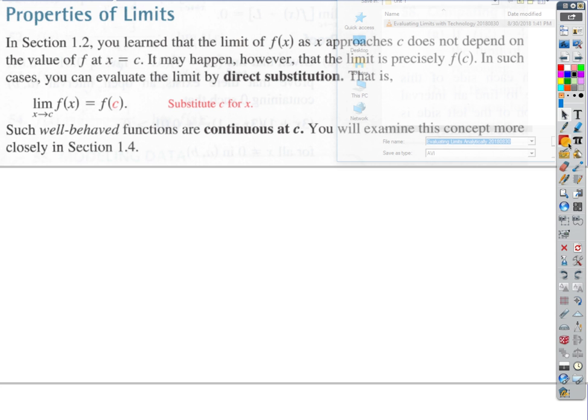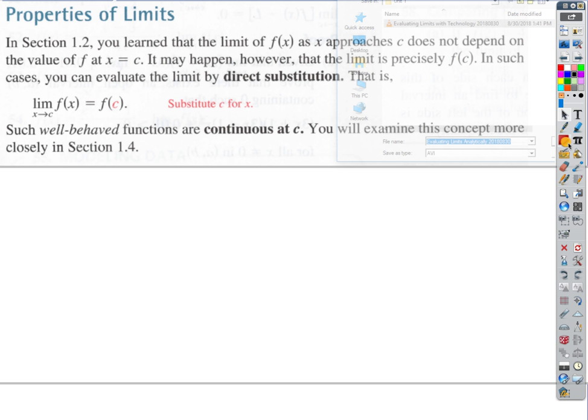Okay, so let's talk about some properties of limits. We've talked about limits, and we've really only looked at them graphically and numerically, and mostly graphically. It's easiest to talk about them graphically. We're going to move into the next section.